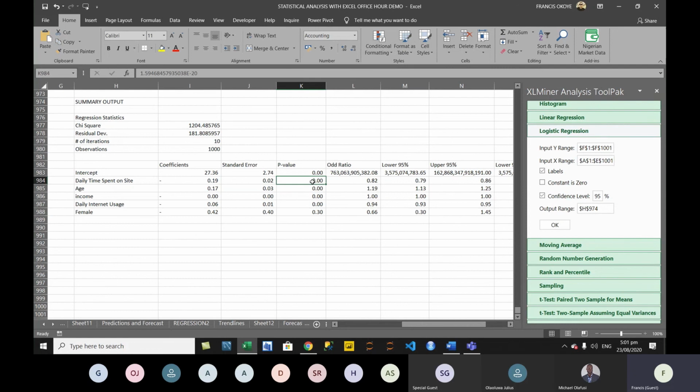I simply say that a unit increase, for example, a unit increase in daily time will likely increase my dependent variable. So an increase in X will make my Y likely to happen or not happen. If I look at this, what are the factors that will likely make a customer click? It means that the time you spend, the age, the income level, and maybe internet usage are the factors that will drive whether a customer is going to click on the site or not.